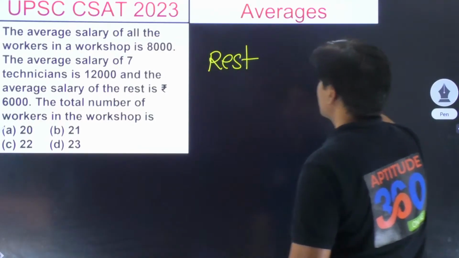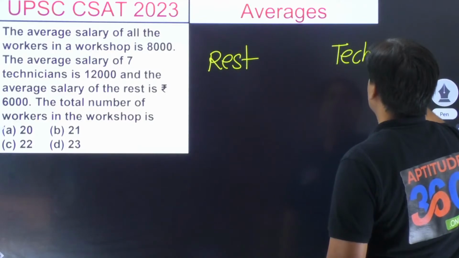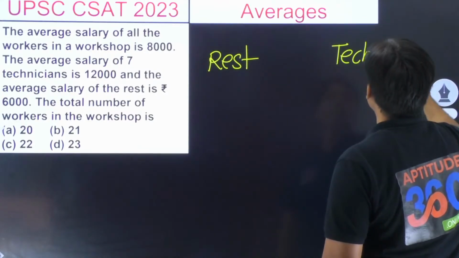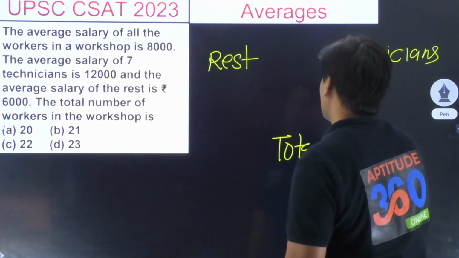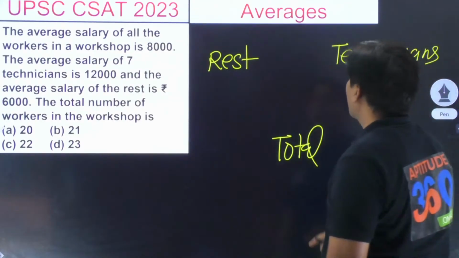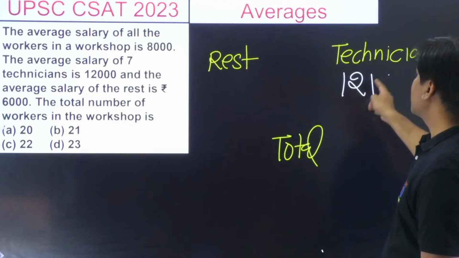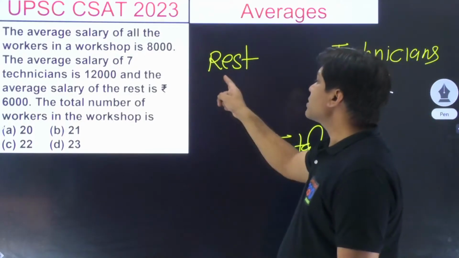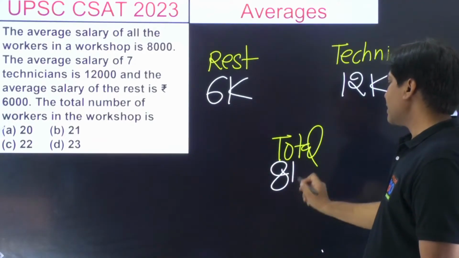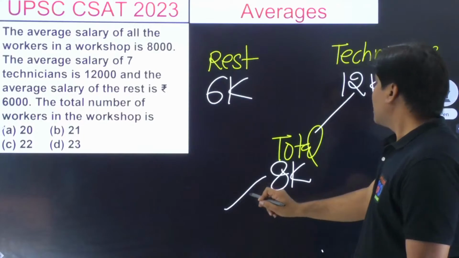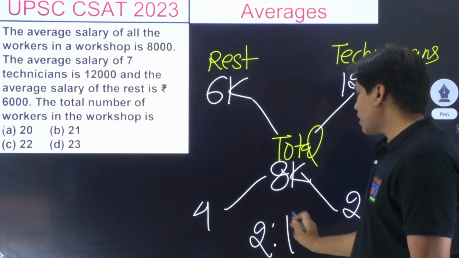So you got two persons, no? Rest and technicians and total. I would say that the average salary of seven technicians is 12,000. Average salary of the rest is 6,000, isn't it? Average salary of the entire is 8,000. So this minus this is 4. This minus this is 2. What is the ratio? 2 is to 1. समझ में आया आपको?